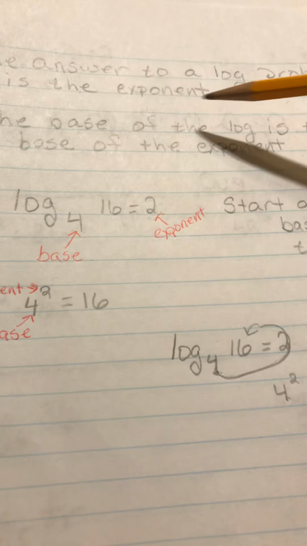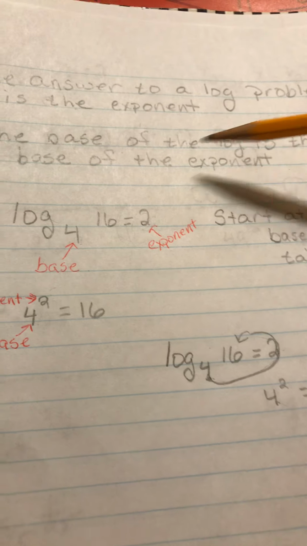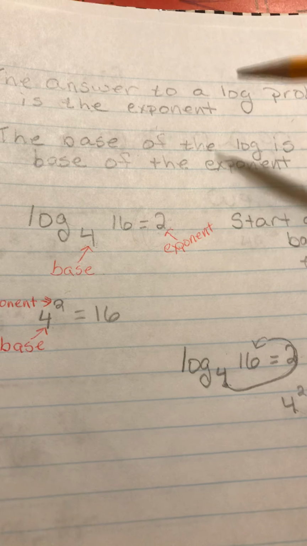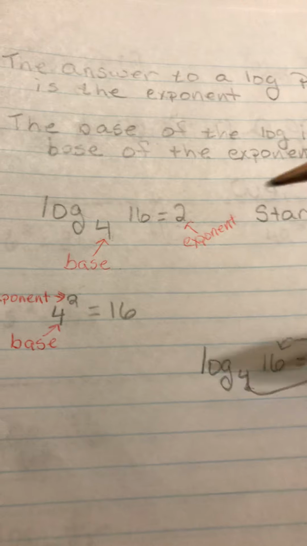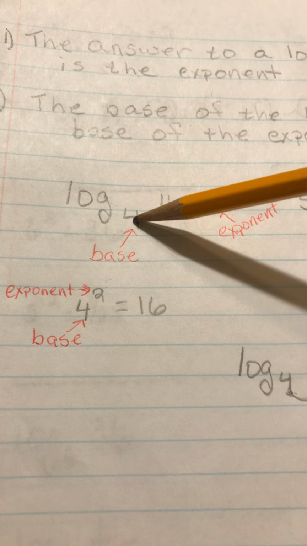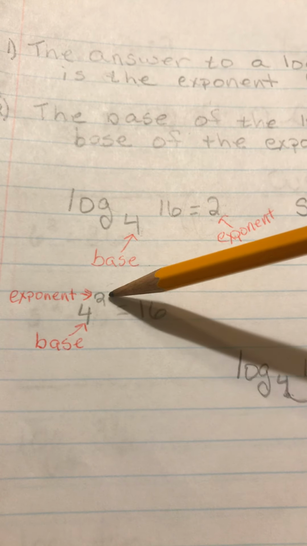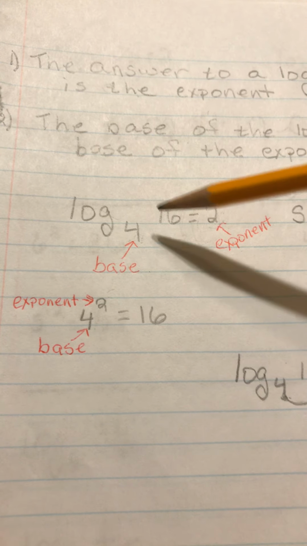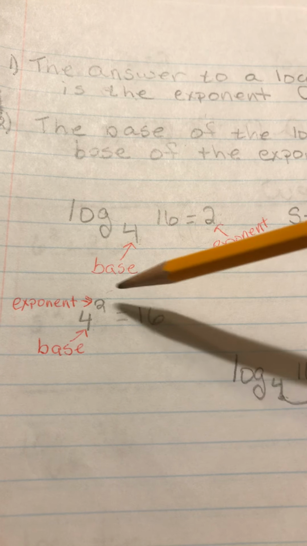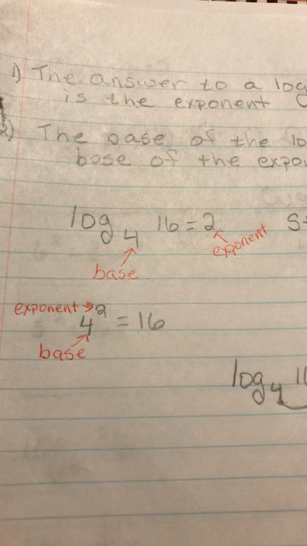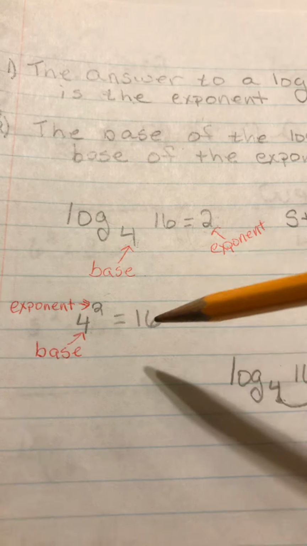The base of the log is always the base of the exponent. So here we go, base of the log, and that's the base of your exponent. This is in logarithmic form, and this is in exponential form. Okay, see how those work?